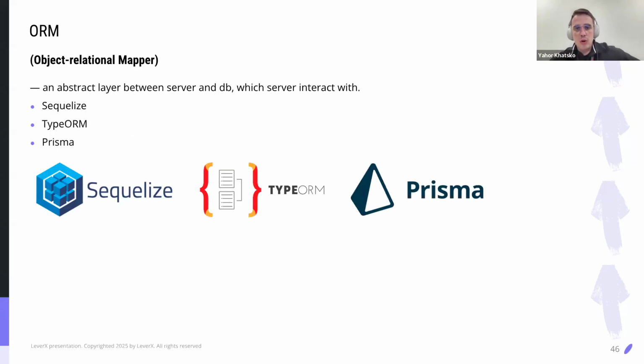What is the ORM? And what kind of ORMs can we use? Basically, ORM is an abstract layer between your, let's say, server and the database. It's a tool that provides you with some kind of API that you can use to make your life easier. It's like Sequelize, TypeORM, and Prisma.